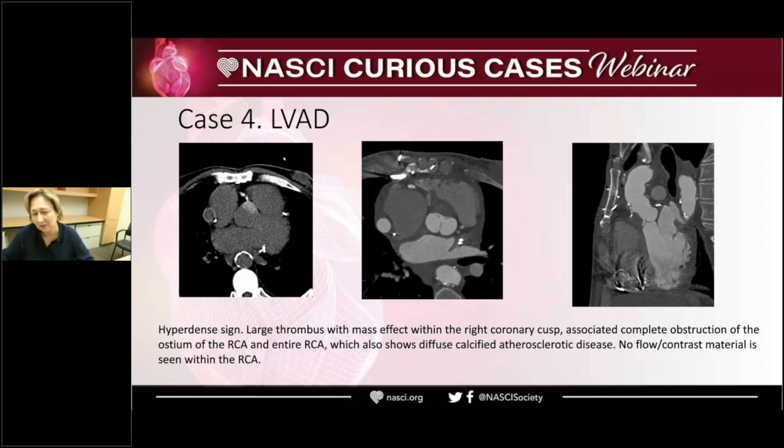Did I answer the question? Yeah, thank you. I was just curious because I had read that there was maybe a role of surgical excision of the thrombus, but right.